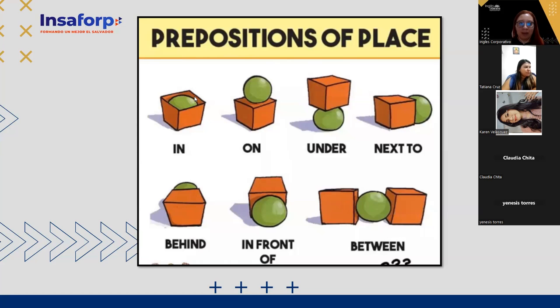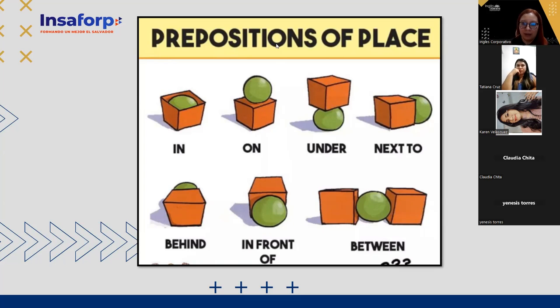Prepositions of place. Veíamos ayer. In, cuando algo está dentro de. On, cuando algo está sobre o arriba de, haciendo contacto físico, right? Under, abajo de o debajo de. Next to, a la par de. Behind, atrás de. In front of, enfrente de. Between, en medio de. Okay.